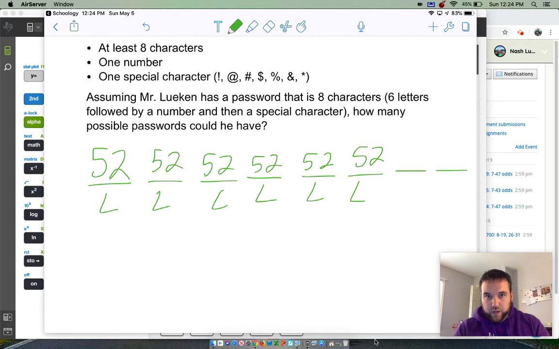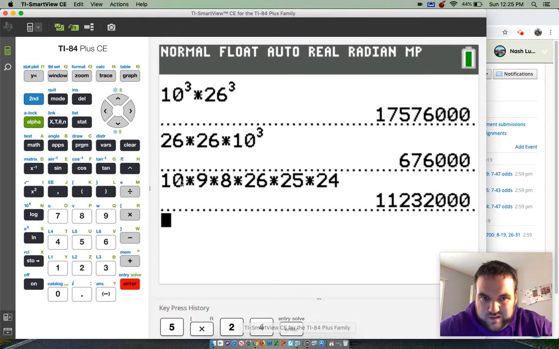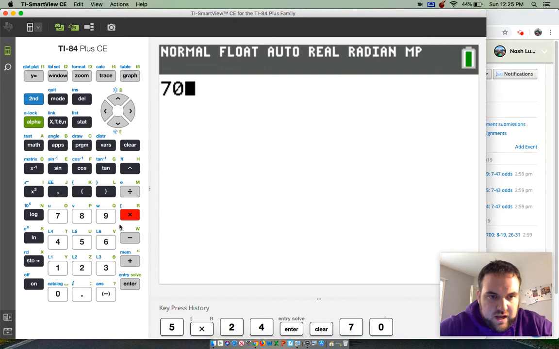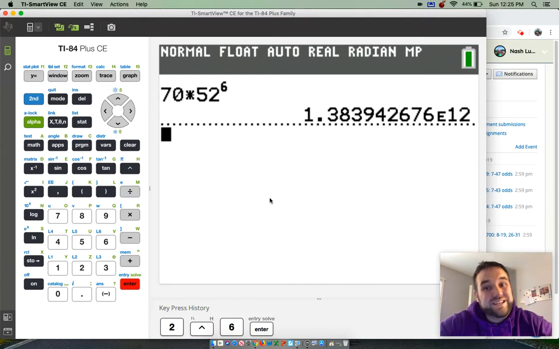Then I followed that with a number. So 0 to 9, I have 10 options there. And then I have some sort of special character. And if you count the special characters that are listed, there's 1, 2, 3, 4, 5, 6, 7 different options for those. So there are 7 possibilities for that last slot in the password. I'm going to go ahead and do 10 times 7 at the end here, which is 70. So I'm just going to do 70 times, it's multiplication, so the order doesn't matter. 70 times 52 to the 6th power. And that is, oh boy. So E12 means that I would have to move the decimal over 12 places. It's a lot.